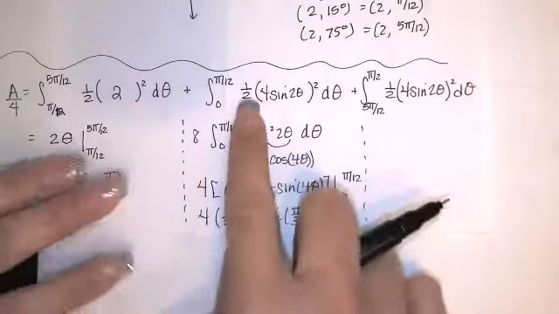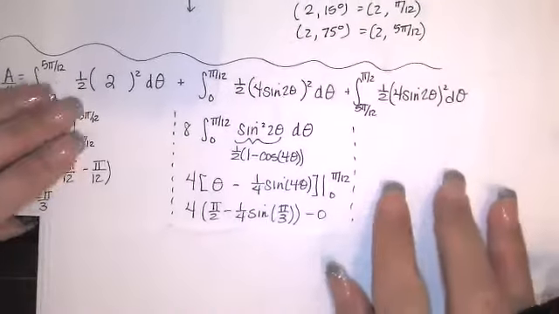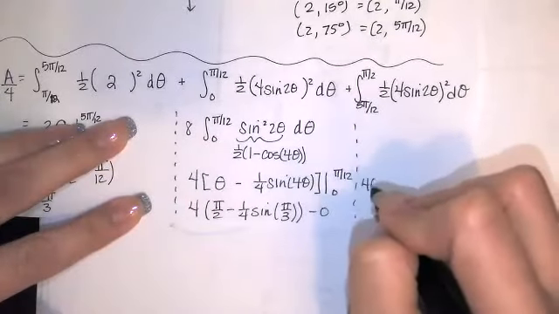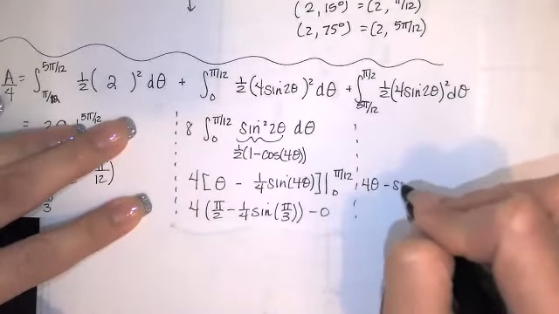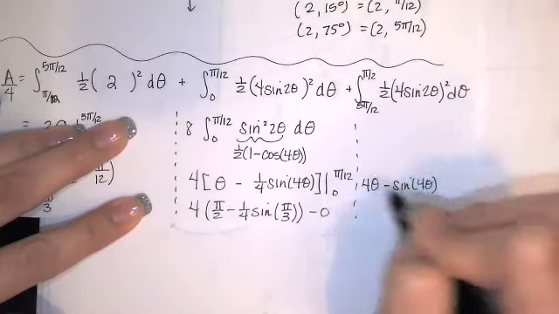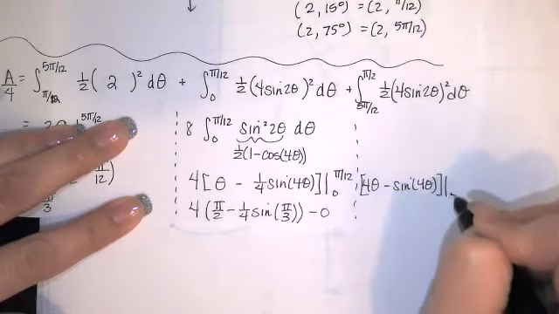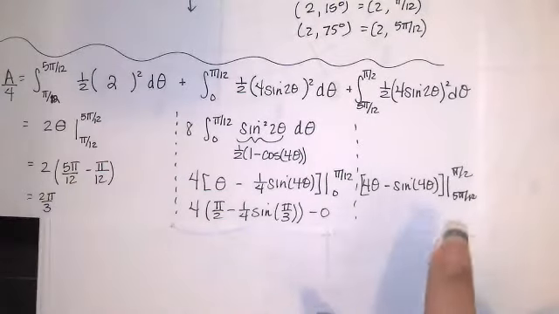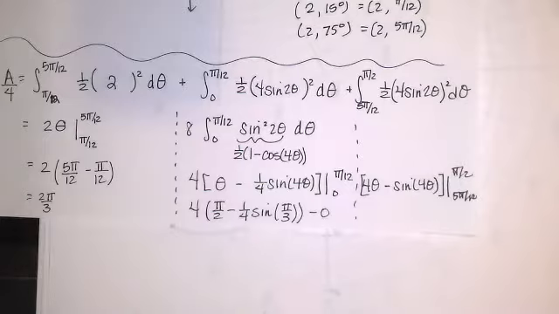And this is the same function as this, so it's going to have the same antiderivative. So let's just write down that antiderivative again. I'll distribute my 4 this time. I've got 4 theta minus sine of 4 theta. We want to integrate from 5 pi over 12 to pi over 2. So substitute in those bounds and we'll subtract. Okay, so let's see what we've got.